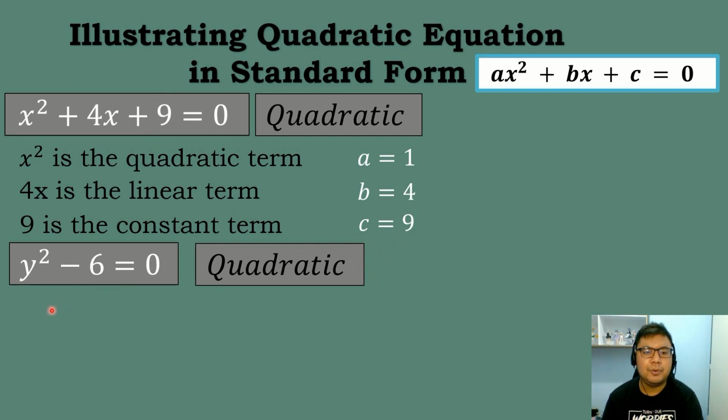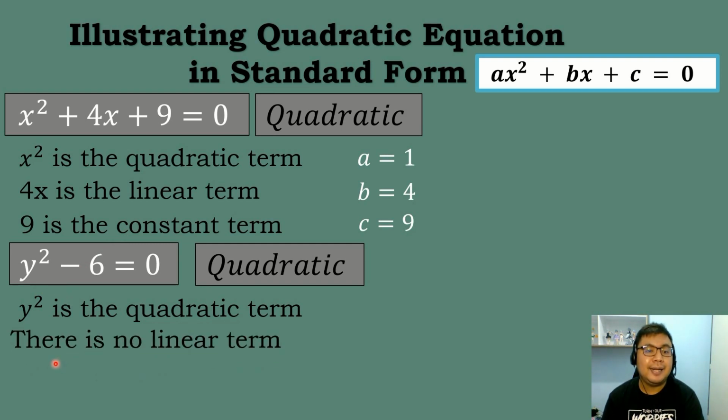Let's have this example, y squared minus 6 is equal to 0. This is also a quadratic equation. So, ano yung magiging quadratic term natin? Ang quadratic term natin will be y squared kasi ang exponent niya ay 2. What will be the linear term? So, makikita natin dito sa ating equation, wala siyang linear term. So, lalagay lang natin na wala siyang linear term.